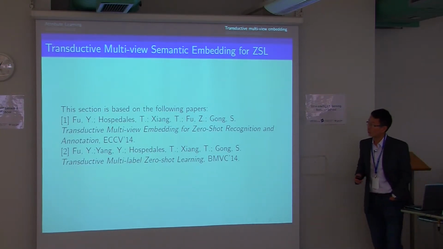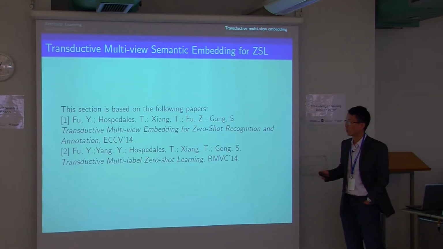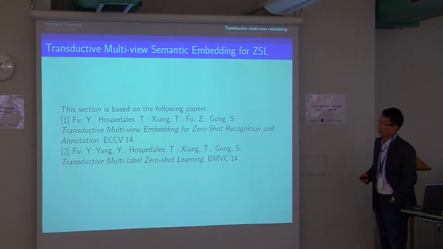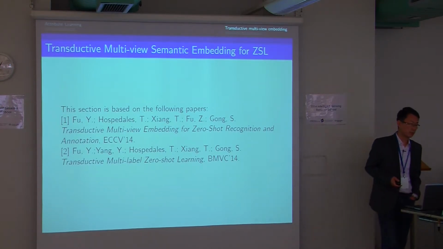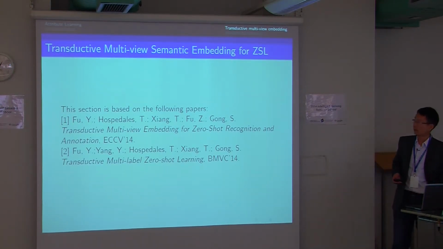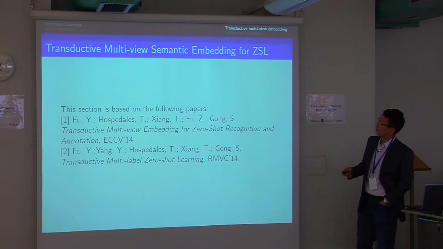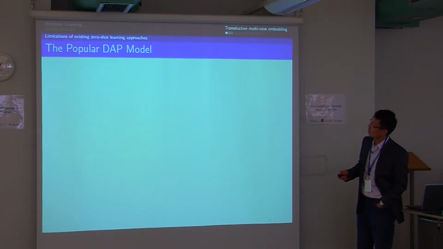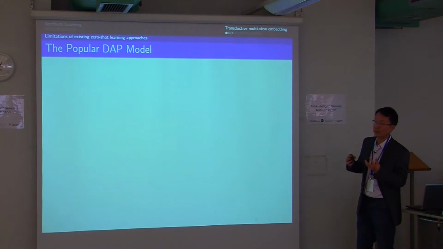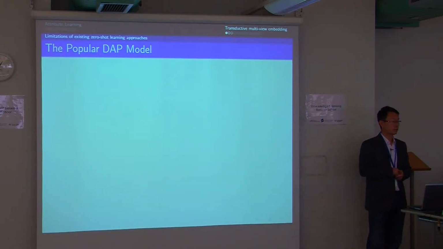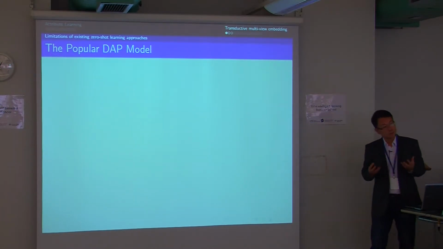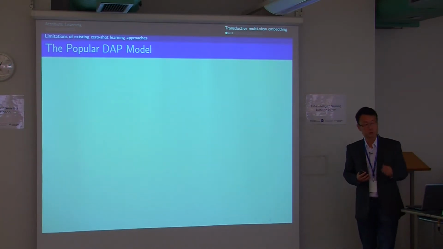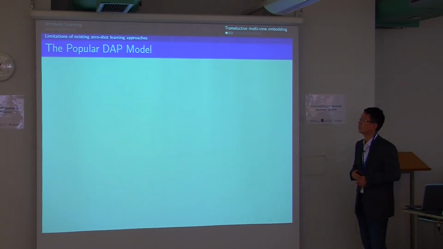So now I will look at some recent work I did with Yan Fu, Tim Hospitals, and Shengdong here. What I want to do is first look at the limitations of existing zero-shot learning approaches based on attributes, and then introduce a solution to solve these limitations.